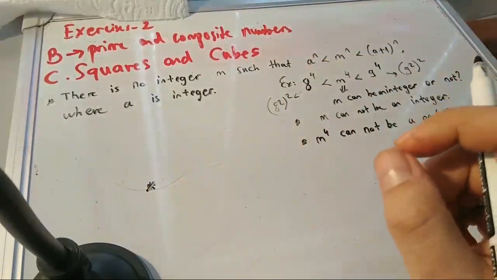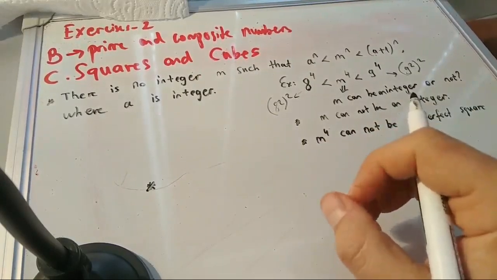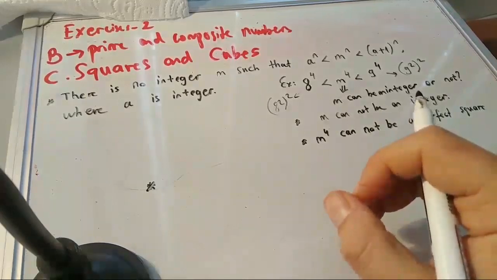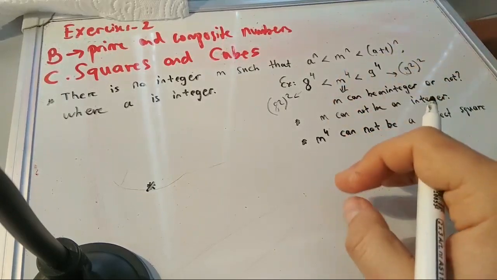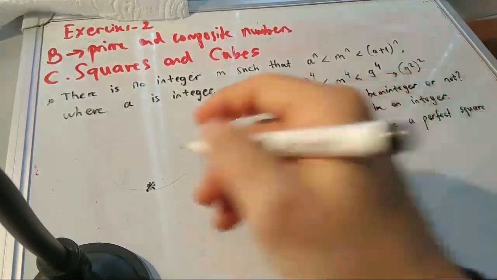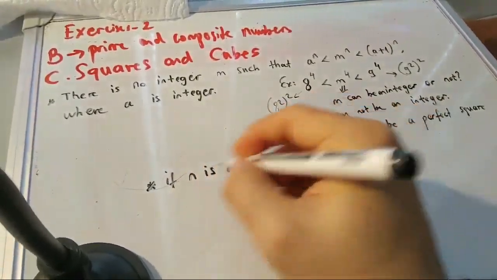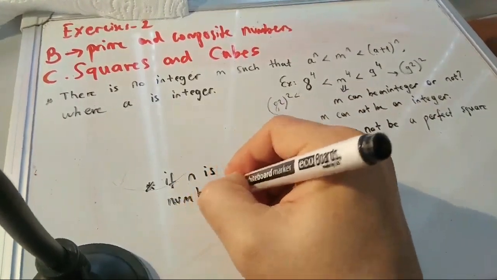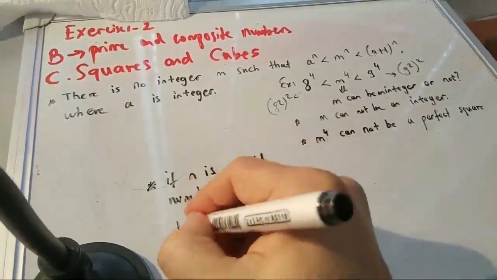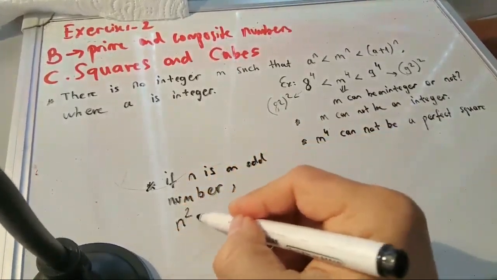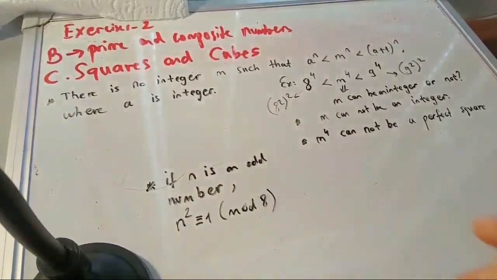In this section, I want to give you another special theorem for divisibility rules. You might think, teacher, you forgot to give us this. No, I didn't forget it. If n is an odd number, then n squared is congruent to 1 in mod 8.